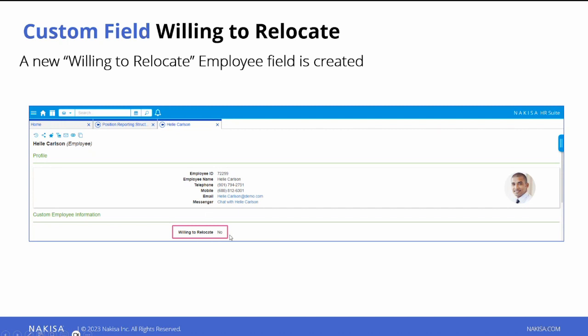Assuming HR would like to maintain the willing to relocate information for each of these employees, and assuming this particular data is maintained in these Excel sheets, and there's no visualization platform to create a report to understand how many employees are willing to relocate and how many of those employees across geographies are not willing to relocate. Assuming this information is very hard to generate because it's maintained in external systems, then this data can be migrated into the Nakisa HR Suite and it could be visualized better.